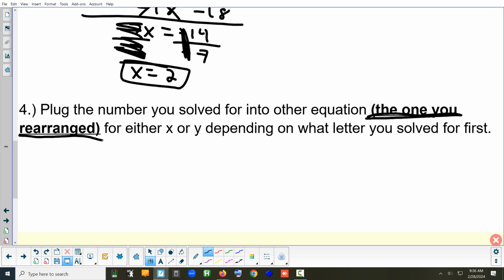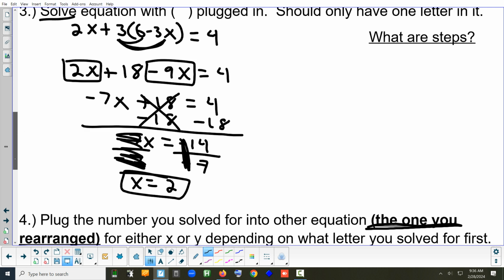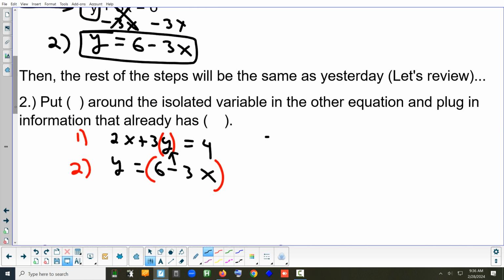Alright, so we've got x. What's the letter we still need to find? Y. Okay, we need to find y. Let's scroll back up. Which equation here do you think is easier to find y in? Equation 1 or 2? Yeah. The reason 2 is easier is because the y is already alone. That's the easier one to use. If you use the other one, you will not get it wrong. It's going to take you more steps though.